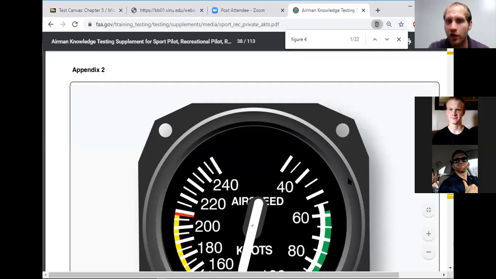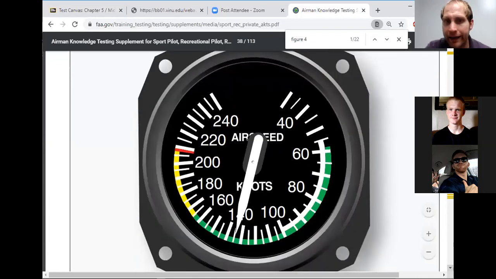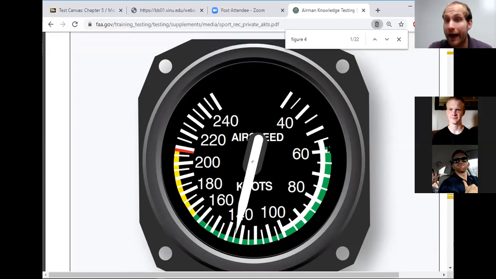Oh yeah, look at this good looking airspeed indicator. So here's a nice good looking airspeed indicator. On this airspeed indicator, we are studying the green arc. Remember, the green arc is our normal operating range. The lower limit of the green arc would be where the airplane stops flying and the airplane stalls, you're too slow. So that would be called VS, stall speed, in a clean configuration.